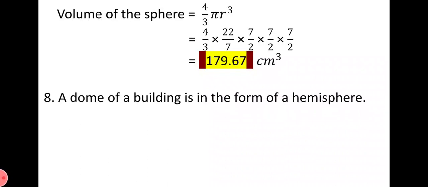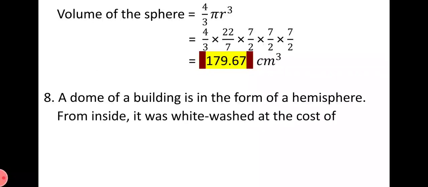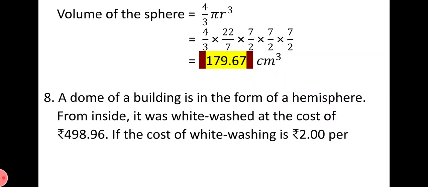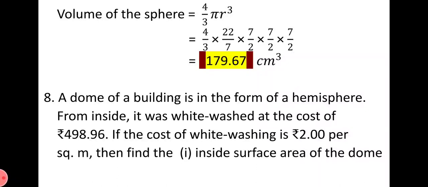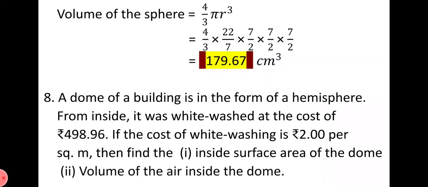Number 8. A dome of a building is in the form of a hemisphere. From inside, it was whitewashed at the cost of rupees 498.96. If the cost of whitewashing is rupees 2 per square meter, then find the inside surface area of the dome and the volume of the air inside the dome.